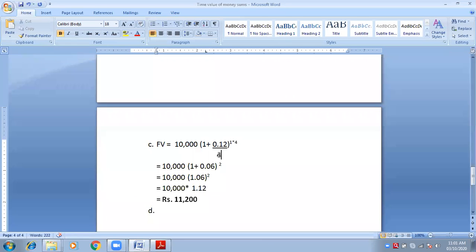So it should be this way. 10,000 in the bracket 1 plus 0.12 divide by 4. And outside the bracket you have to write 1 into 4. Now you guys solve it and let me know the final answer.